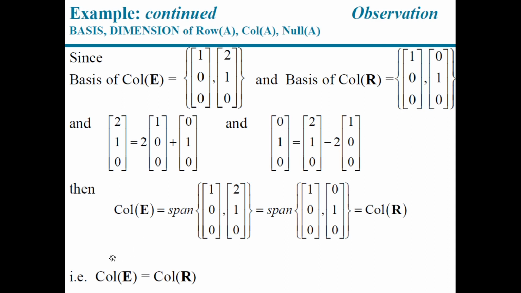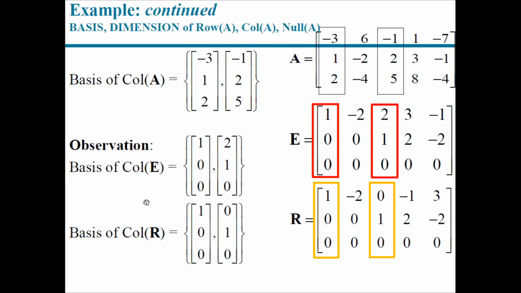So the column spaces of echelon form and reduced echelon form are the same, but they're not the same as the column space of A. They are different. A has a lot of numbers, and echelon form and reduced echelon form have a lot of zeros. So the column space of A is very delicate. It's different from any other column space, so be careful.